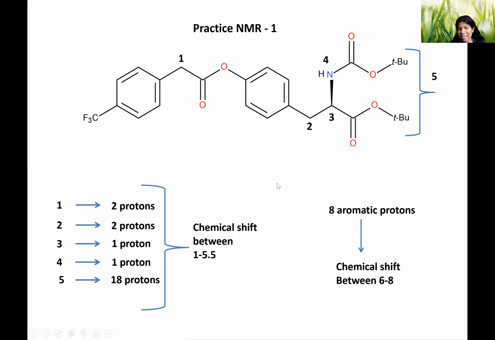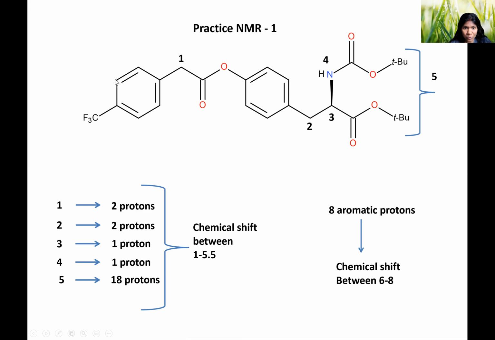And now let's check the aromatic protons. As I have already discussed, for these aromatic protons we do not look for the different types of aromatic protons, because their chemical shift values are very, very close. It is very difficult to distinguish them. So we just count broadly the total number of aromatic protons. So let's see how many aromatic protons are in the structure.